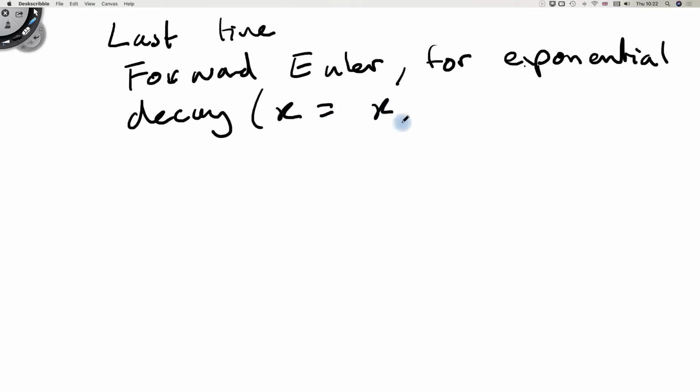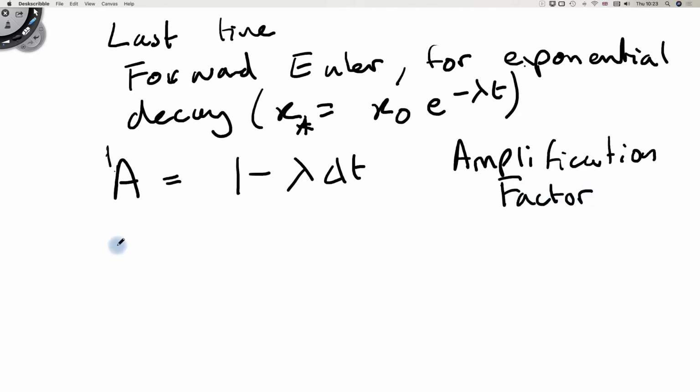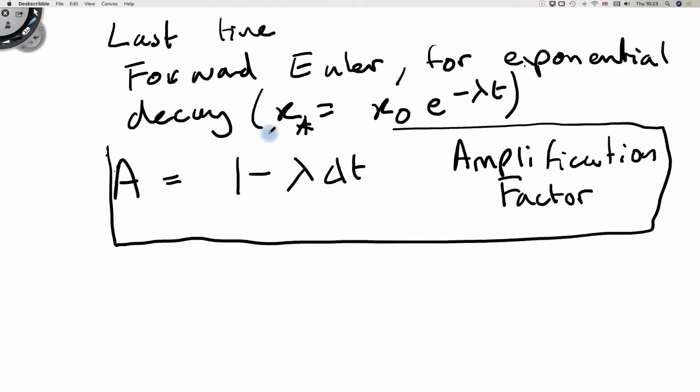So x equals x star, where x star equals x naught e to the minus lambda t, and we found that we had this thing called A, which is called the amplification factor, which is 1 minus lambda delta t. I emphasized last time, and I emphasize it again right now by putting a big box around it, that this is key to the stability analysis for a certain situation. We looked at different categories of lambda delta t, particularly when lambda delta t is less than 1, A is less than 1, then you get a stable scheme.